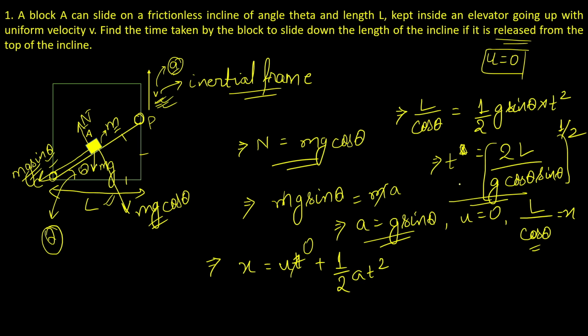So the answer to this question is very simple. Time is (2L upon g cos theta sine theta) to the power half, whole to the power half. That is the answer. That is the time taken by the block to slide down from point P to point C.